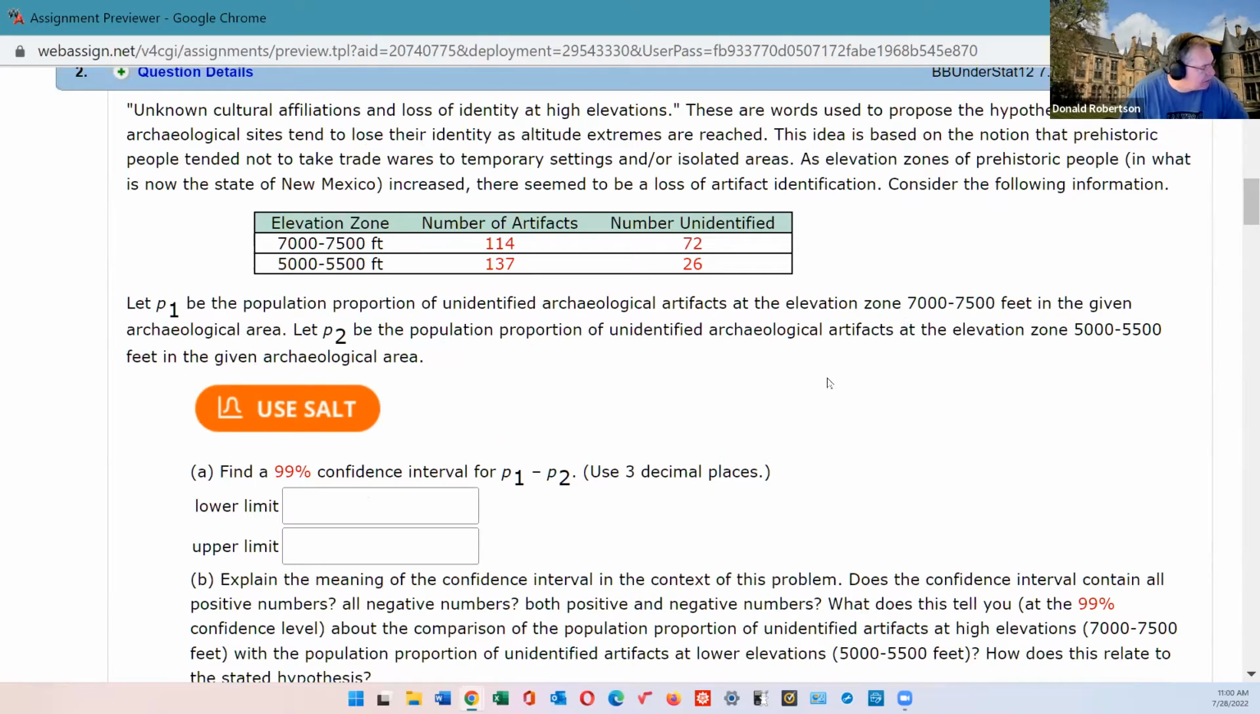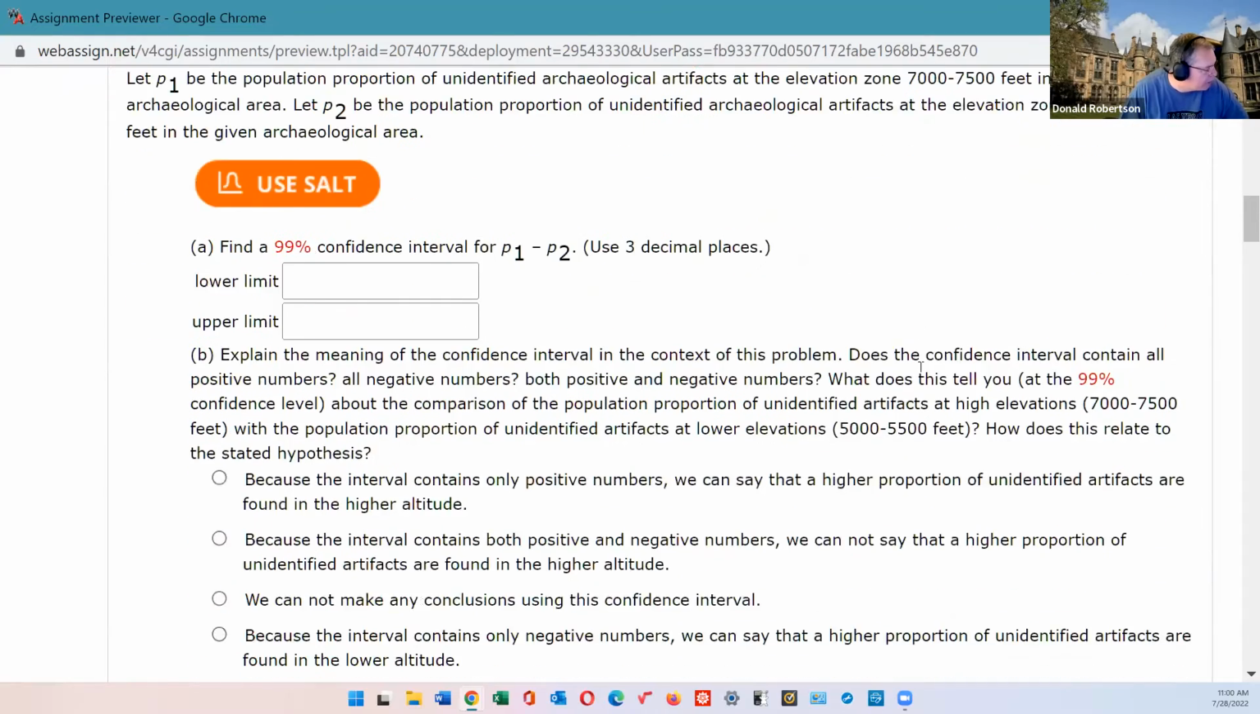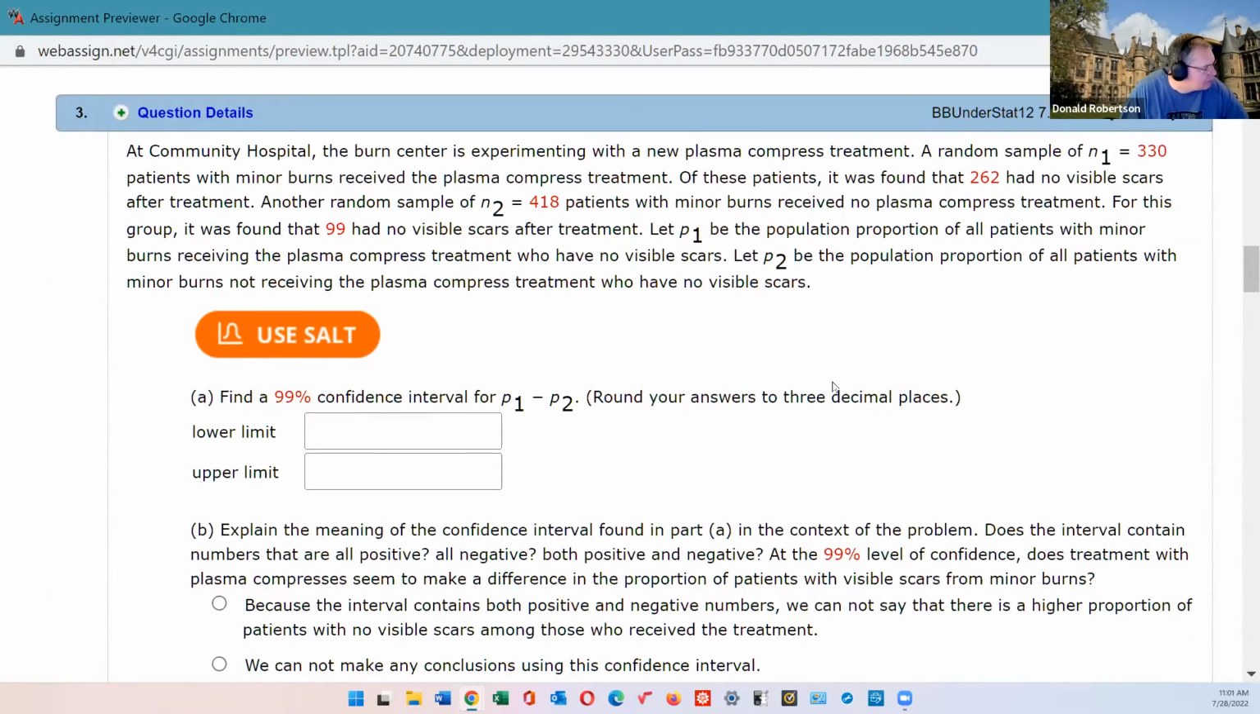Okay, that's boring. Don't like that story. Okay, number 3, like this one.